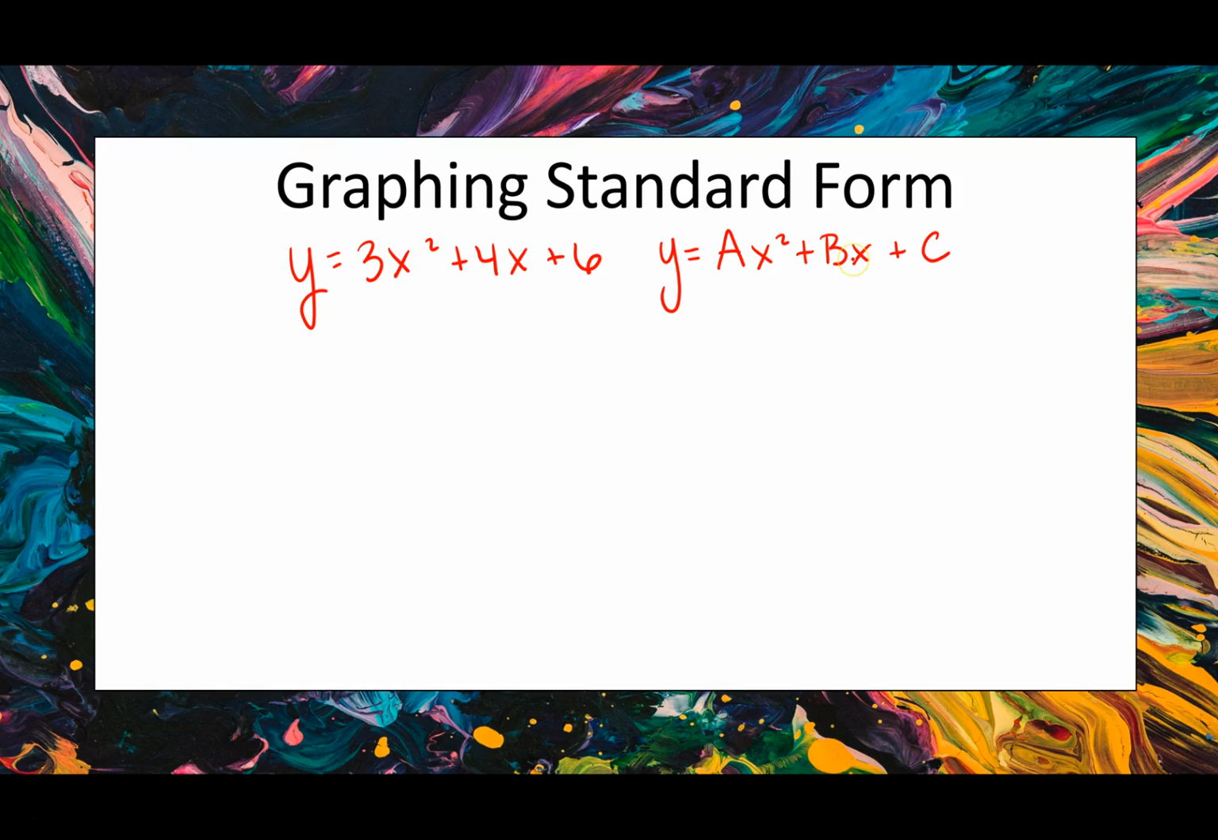Now, a, b, and c certainly can be negative, but in this case, you can see that a is equal to 3, b is equal to 4, and c is equal to 6. So here's your a, here's your b, and here's your c.